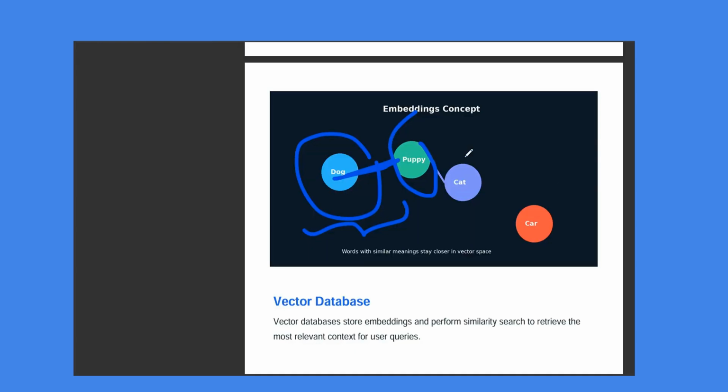And the cat is a little bit similar. I mean, it also comes under pet, and the car, which is unrelated. So words with similar meanings stay closer in vector space. That is what the embedding concept says.